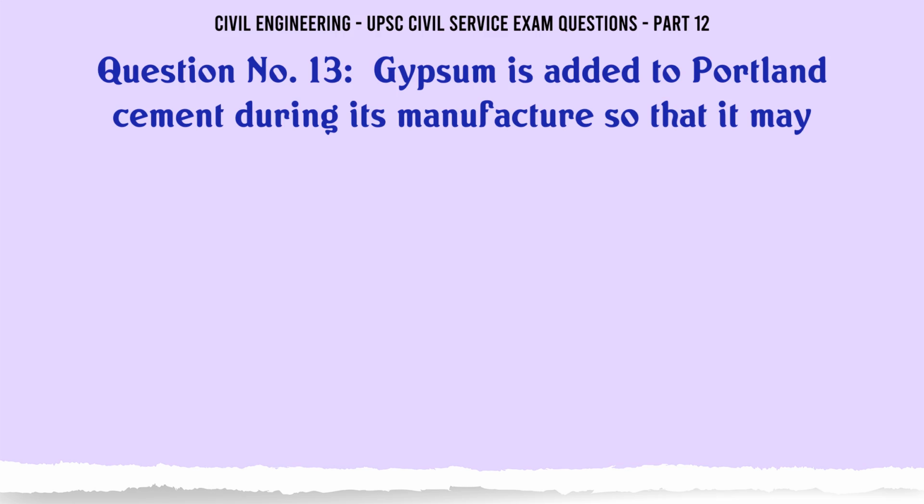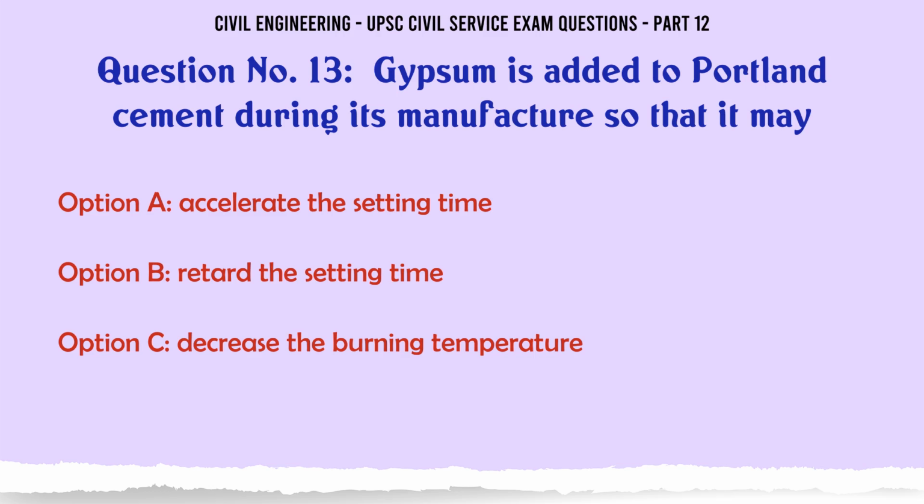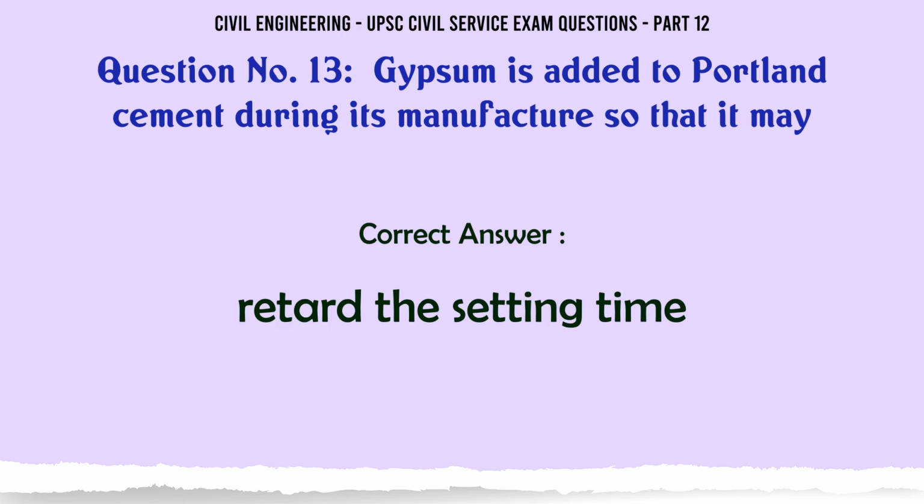Gypsum is added to Portland cement during its manufacture so that it may A. Accelerate the setting time, B. Retard the setting time, C. Decrease the burning temperature, D. Facilitate grinding. The correct answer is retard the setting time.